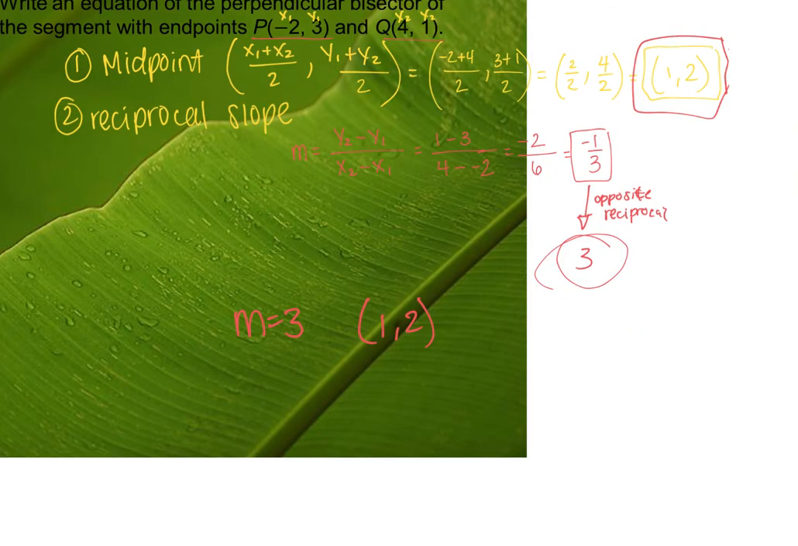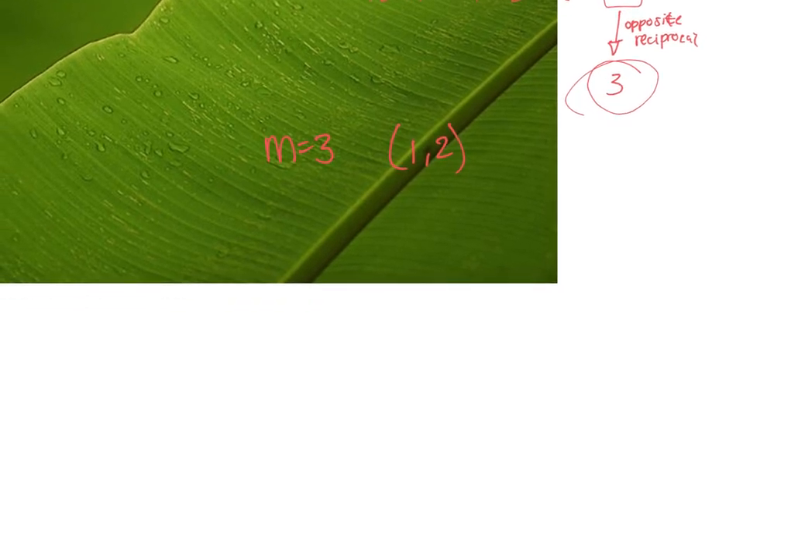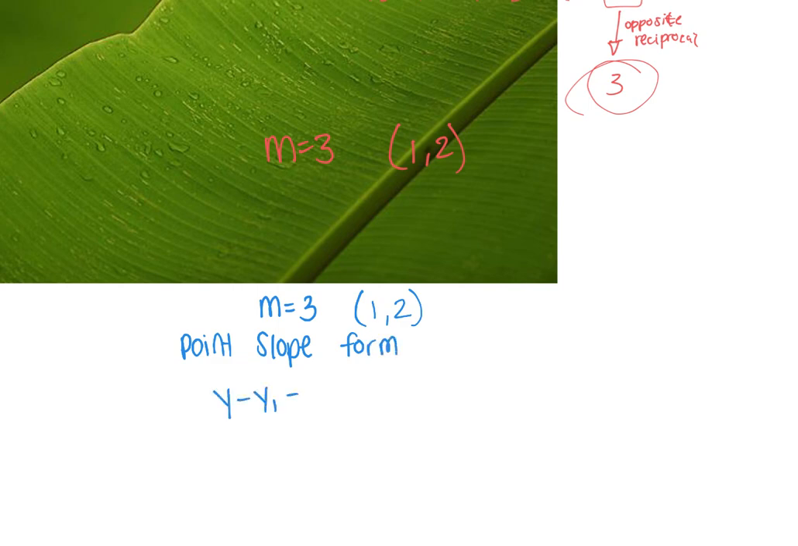Okay, so we have our slope and we have our point, which is (1, 2). So there's actually 2 ways you can finish off this problem, okay? You can either use the slope of m equals 3 and the point (1, 2), and use what's called the point-slope form, which is y minus y1 equals m times x minus x1, okay? x1 being the x coordinate of your point and y1 being the y coordinate of your point.